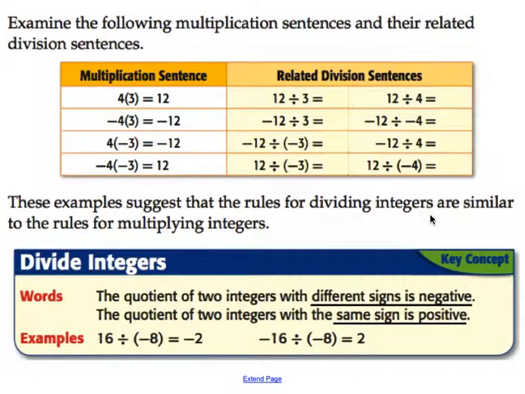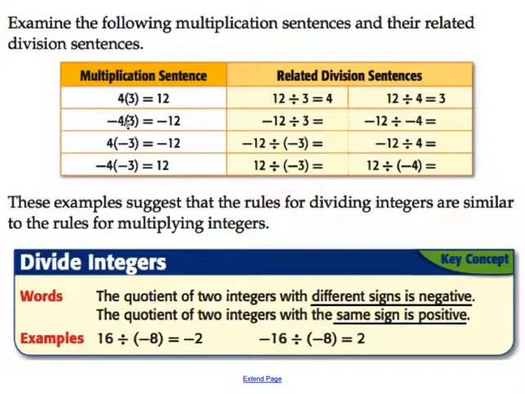All right, so this one they want us to look at the different multiplication sentences and their division sentences. In the multiplication over here, same signs, 4 times 3, we got 12. What happens when we divide 12 by 3? Well, we get a positive 4. What if we divide the 12 by the 4 instead of the 3? Well, we get the other factor, which is a positive 3.